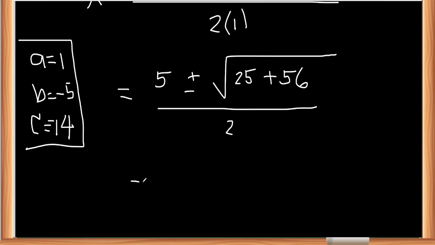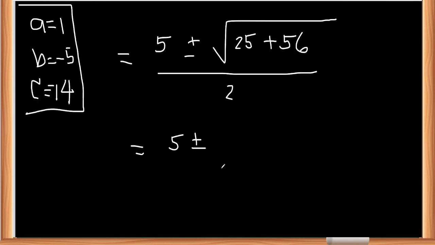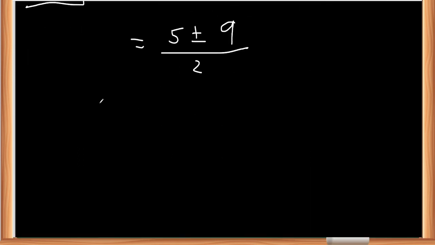Okay. So, alam mo na magiging sagot. 25 plus 56 is 81. And you already know what is the square root of 81. So, ano magiging sagot dito? 5 plus and minus the square root of 81. So, what's the square root of 81 na? 9 po. Okay. There it is. All over 2. So, ano yung magiging solution ng x ngayon? Dalawa na yan. Isang plus 9 at saka yung merong isang minus 9.